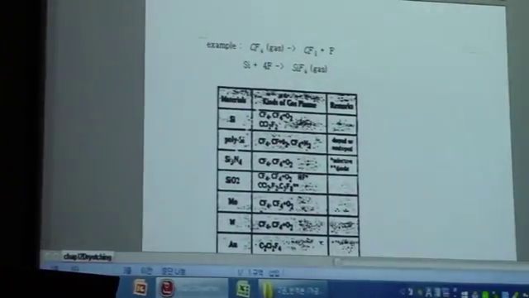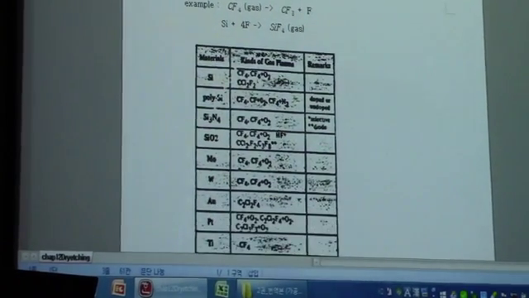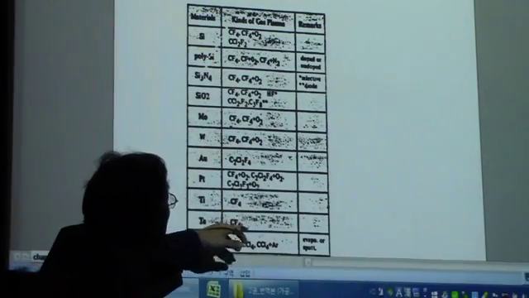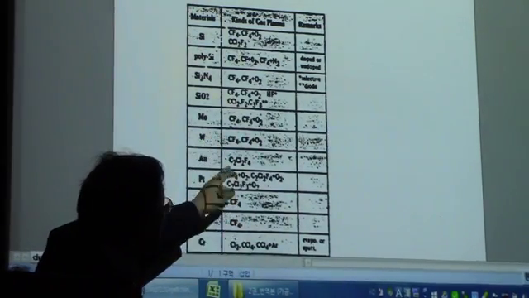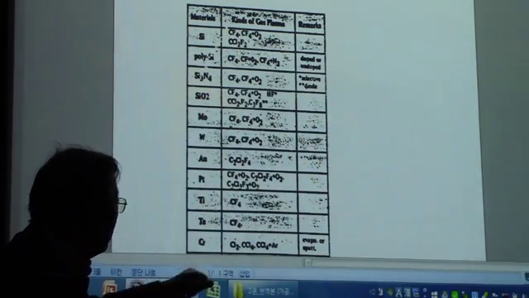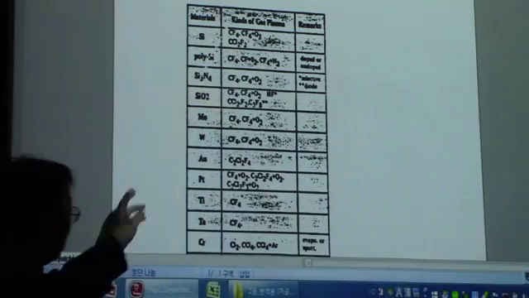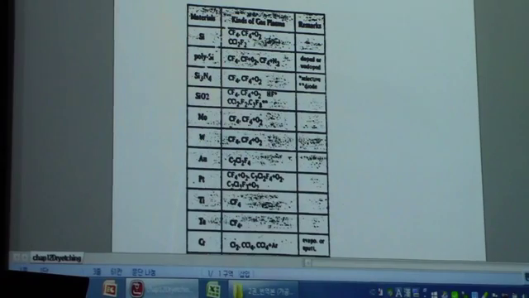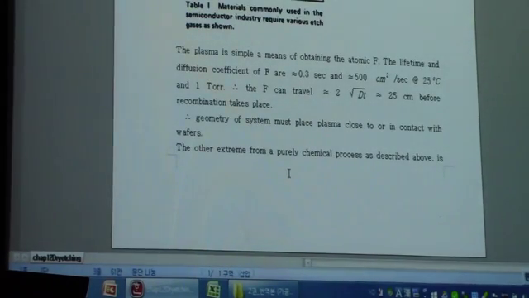Well, this is an example of the etching elements, and you can see most of them consist of the fluoride form. For example, the titanium can be etched by CF4 gas, things like that. The plasma is a simple means of obtaining atomic F. So that is why we try to form a plasma. That atomic F is working to etch the substrate.